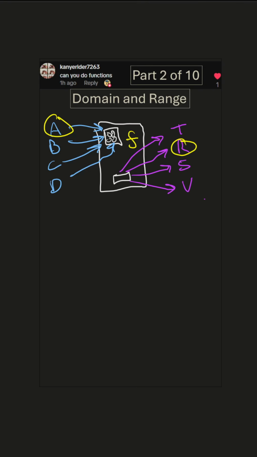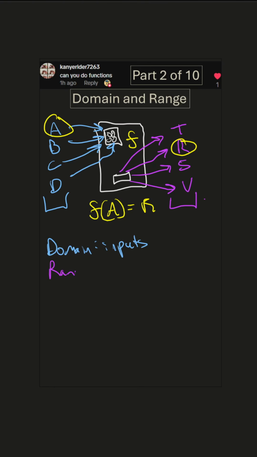And the vending machine is the function. So this is the notation we use. We say the function f of A equals R. So in this case, the blue stuff is the domain. Those are the possible inputs. And the purple stuff is the range, the possible outputs. So let's write that down. Domain, inputs, and range, outputs.